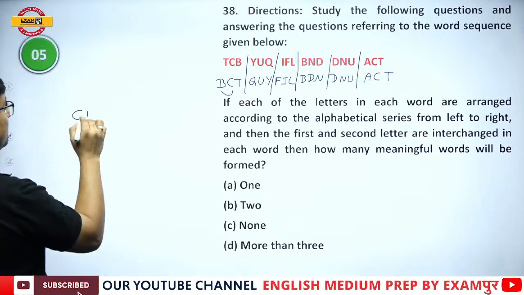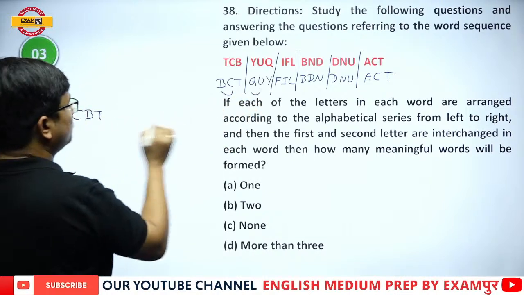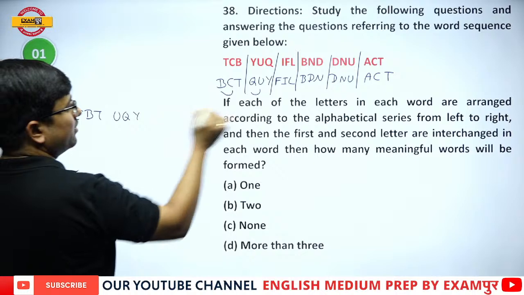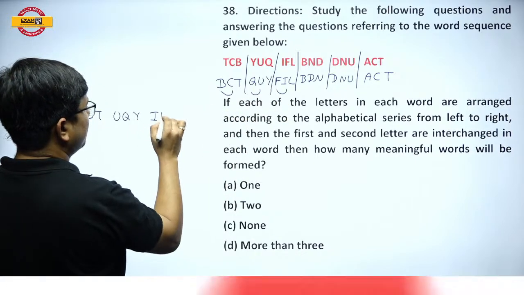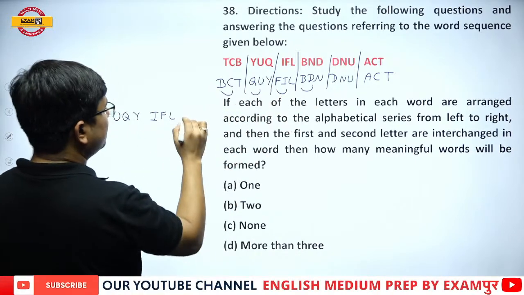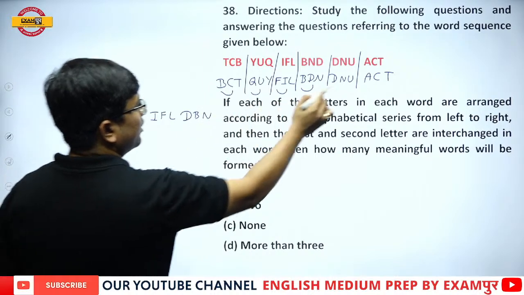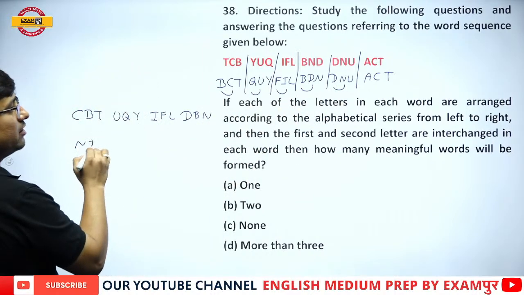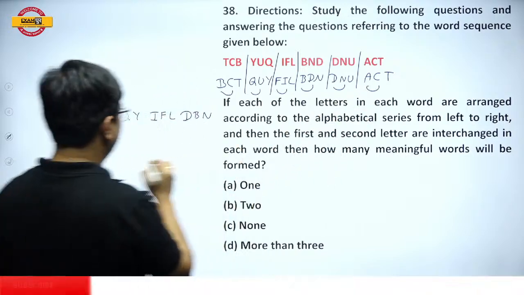So it becomes C, B and T. It becomes U, Q and Y. It becomes I, F and then L. It becomes D, B and then N. It becomes N, D and then U. This becomes C, A and then T.